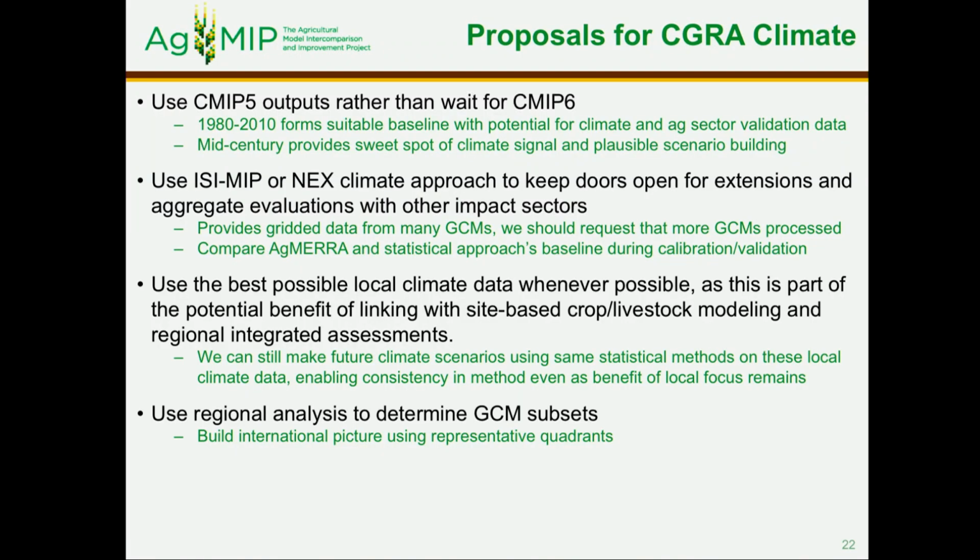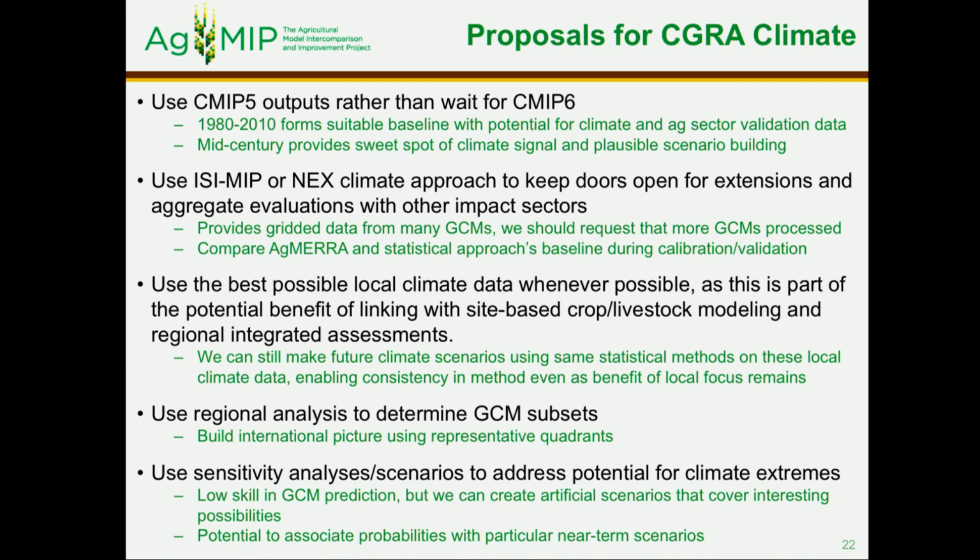Next, we also can use regional analysis to determine the GCM subsets. So that same thing about hot, dry, and cool, wet, we can do that to pick which NEX or AgMIP scenarios we want to use, which GCMs are of most interest. And then we can build this international picture using representative quadrants. And finally, when we're doing extreme events, we are going to have to rely on sensitivity analyses and scenarios rather than expecting predictions, let's say. And again, there's some justification there, but we could potentially associate probabilities using that near-term scenario approach I mentioned.